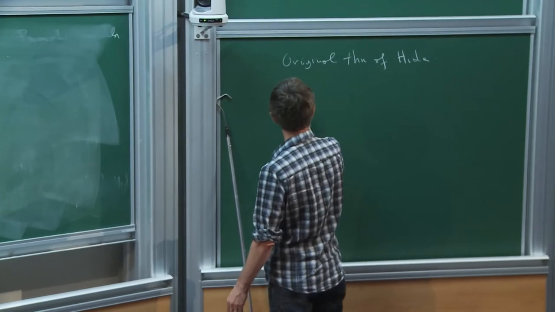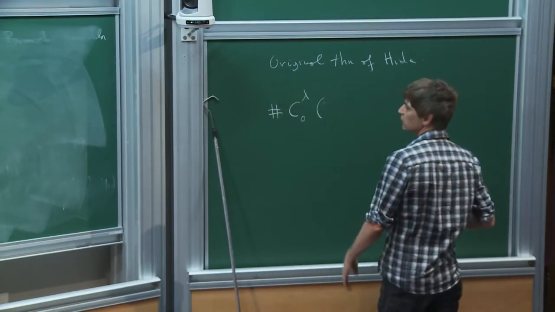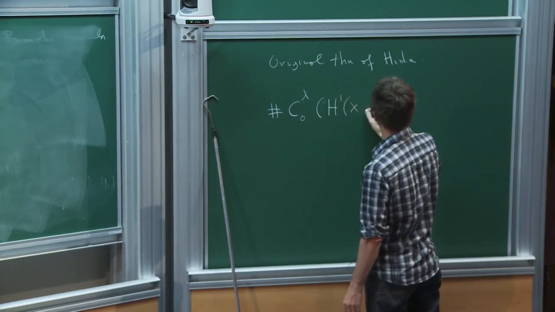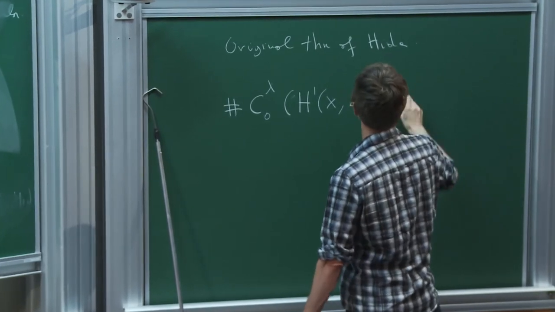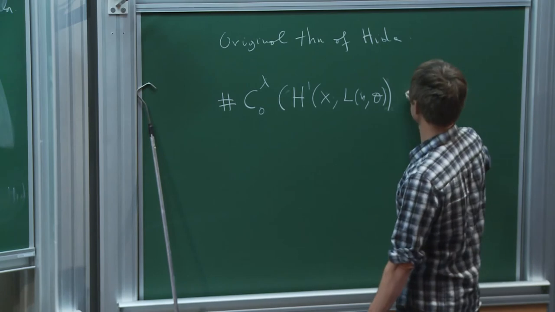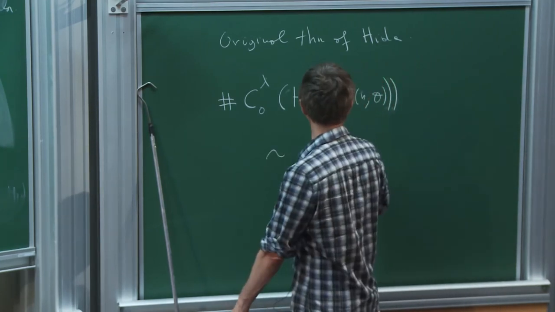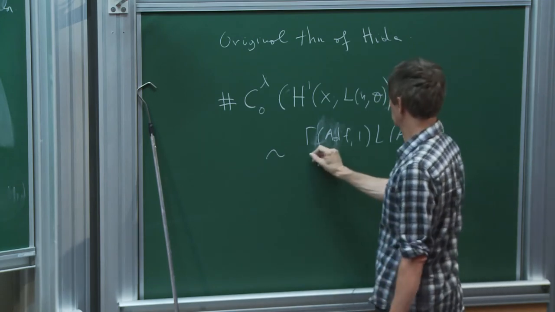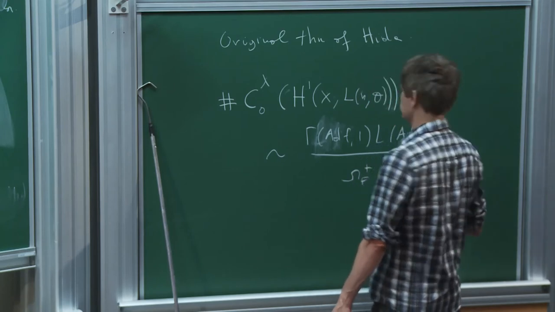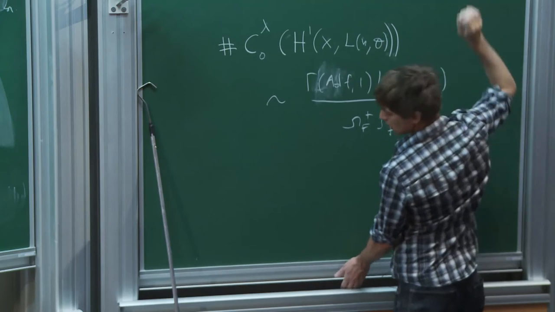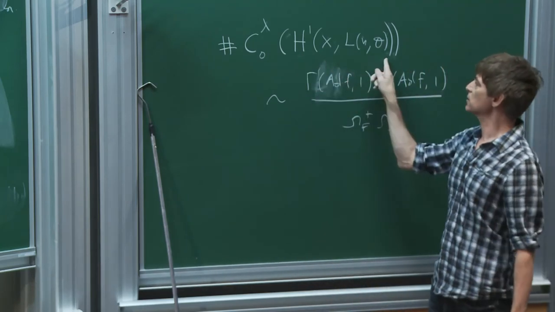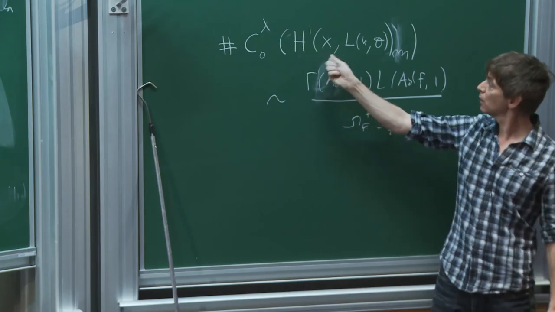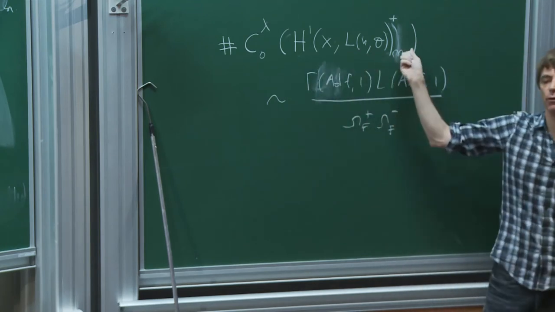Okay. So the original theorem of Hida proved that actually the cardinality of C naught lambda, for the module it takes the cohomology of x with coefficient L, N, O, and so we show that this is the same as this adjoint L value. Okay. And so from the result of Taylor-Wiles, this module is, sorry, I forgot to localize that M. So from the work of Taylor-Wiles, this module is free of rank, well, let me take a plus. This module is free of rank 1 over the Hecke algebra.